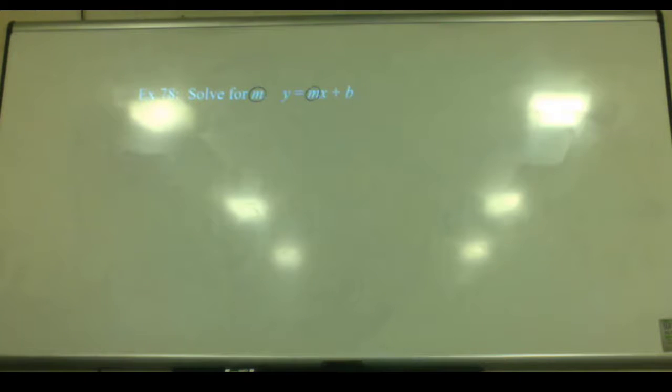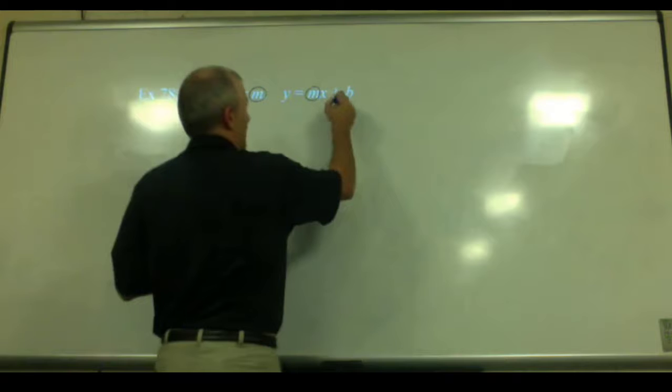So now, we have to get rid of two things. What are the two things we have to get rid of? The X and the B. Right? Which one are we gonna get rid of first? The B. The B, it's the outside layer, right? The M and the X are right together. So how do we get rid of the B? Subtract B. They're adding B. To cancel it out, we subtract B.